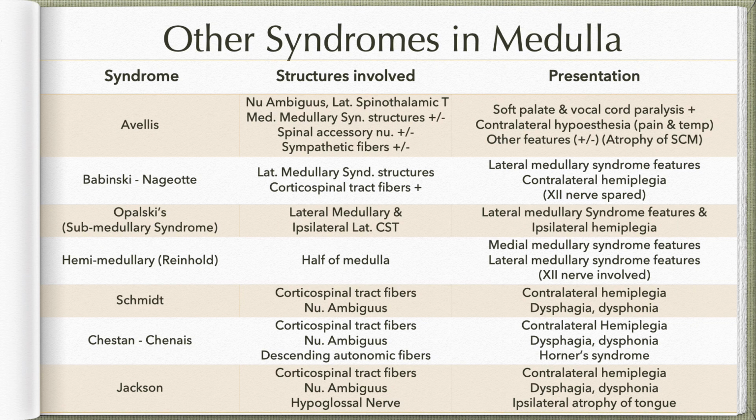Then there are a few syndromes which have a combination of nucleus ambiguus and corticospinal tract fibers. Only if these two are involved, it becomes Schmidt syndrome. So dysphagia, dysphonia with contralateral hemiplegia. If the same structures are involved along with descending autonomic fibers, that is the patient comes with Horner syndrome features also, that is the Cestan-Chenais syndrome. Again, nucleus ambiguus, corticospinal fibers with hypoglossal nerve involvement, that's the Jackson syndrome.